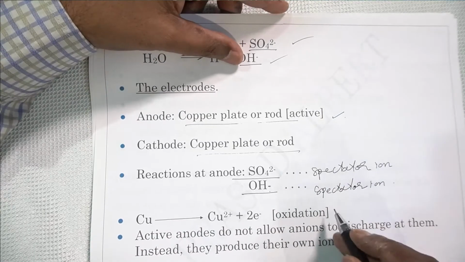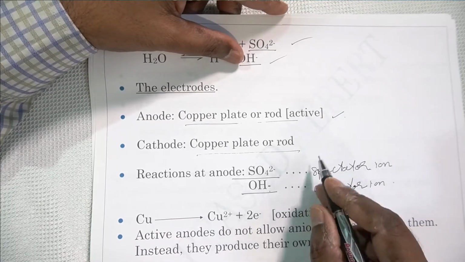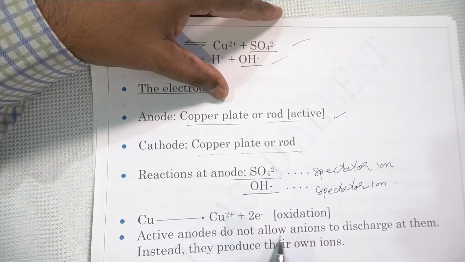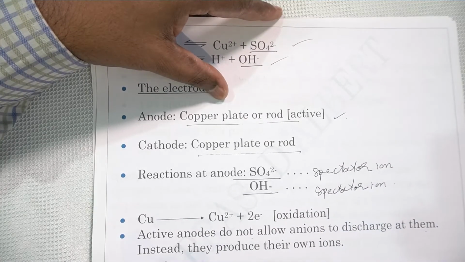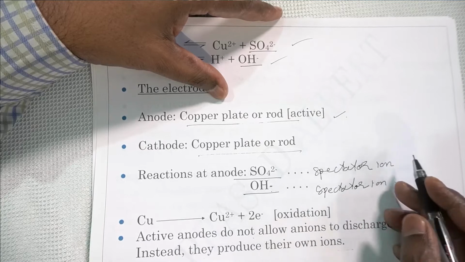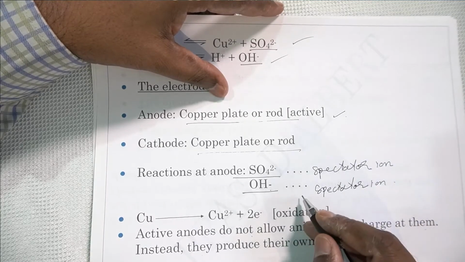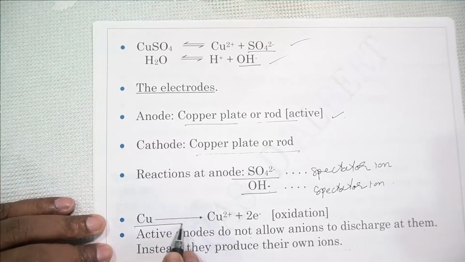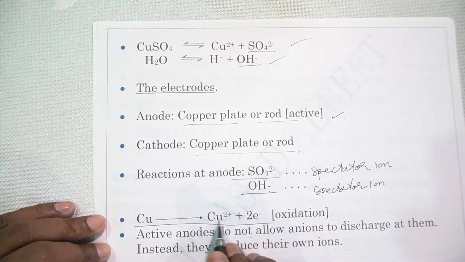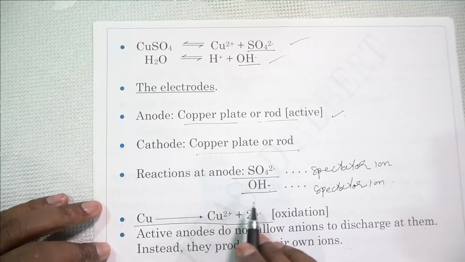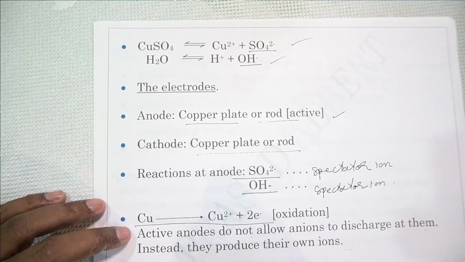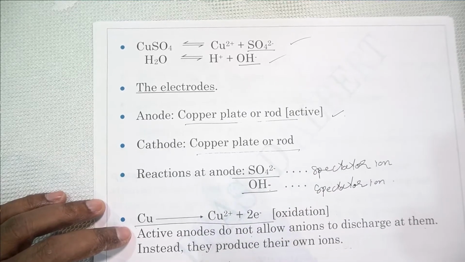Since this is an active anode, active anodes do not allow anions to discharge at them. Instead, they produce their own ions. So both anions are spectators. The anode instead gives Cu2+ ions and 2 electrons. So there is no product at the anode. The anode is giving its own ions, otherwise no product is formed at the anode.